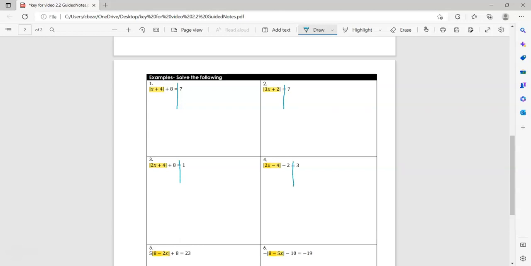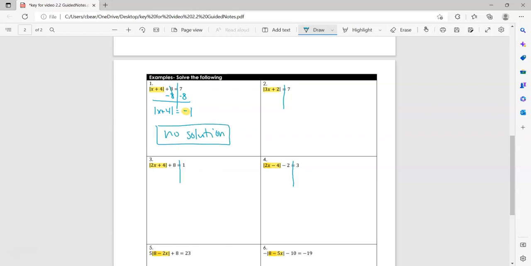I'm going to draw these little lines down the equal sign to kind of help me do that. So on the first one, I'm going to subtract this 8 from both sides. And I get absolute value of x plus 4 equals a negative 1. And once you see that negative right there, you can stop and say no solution.